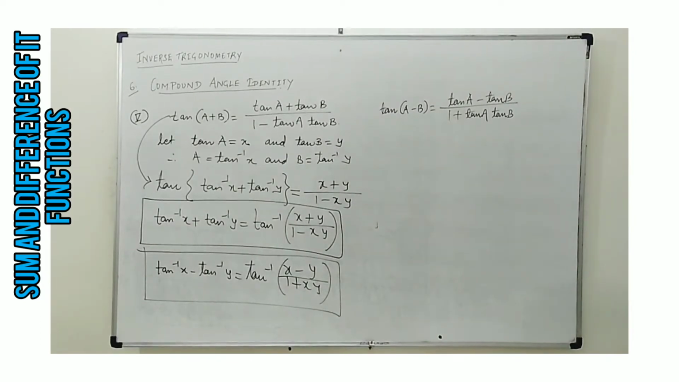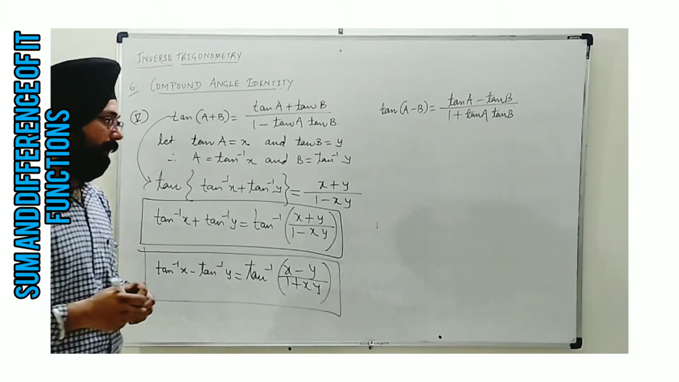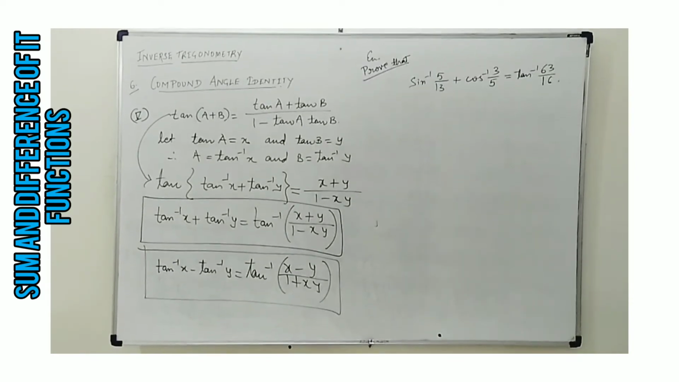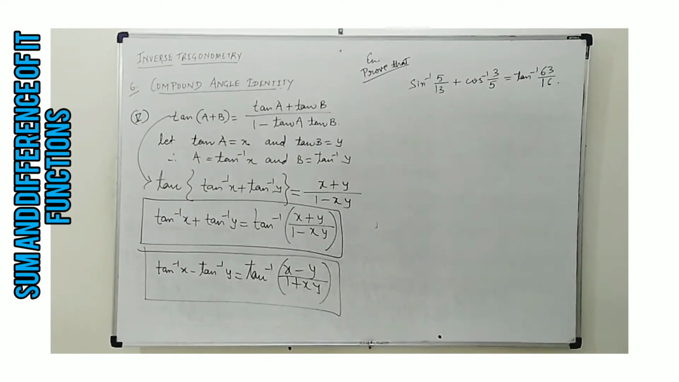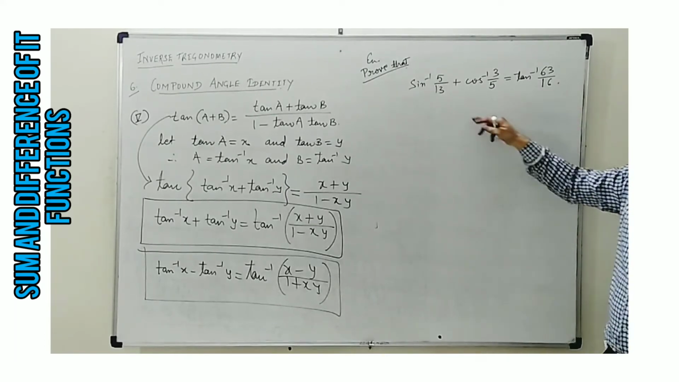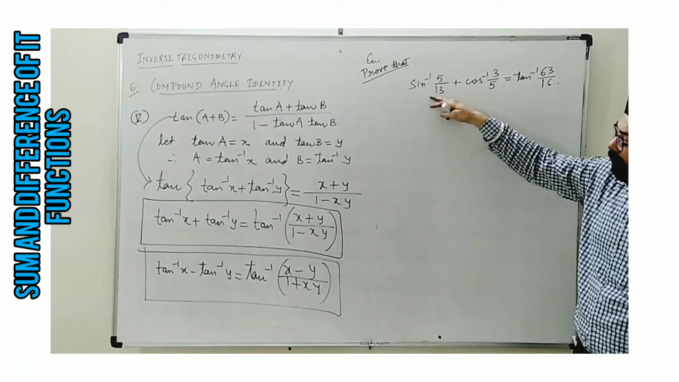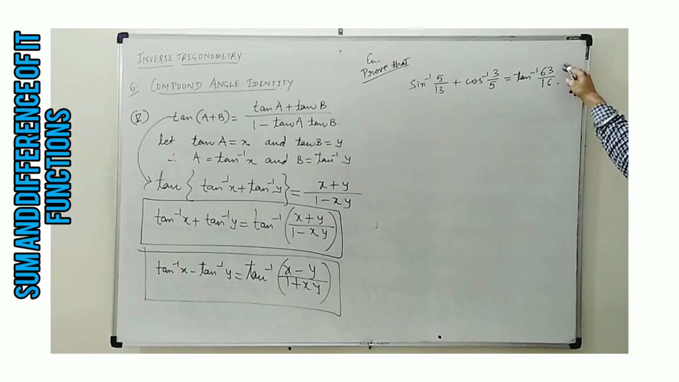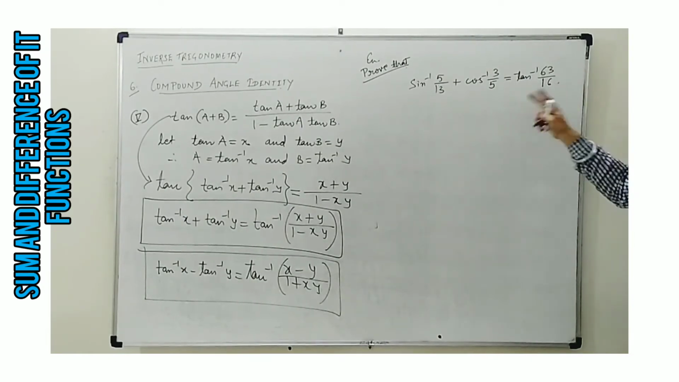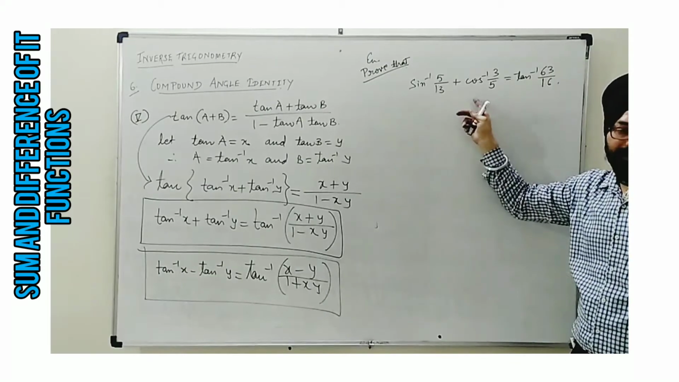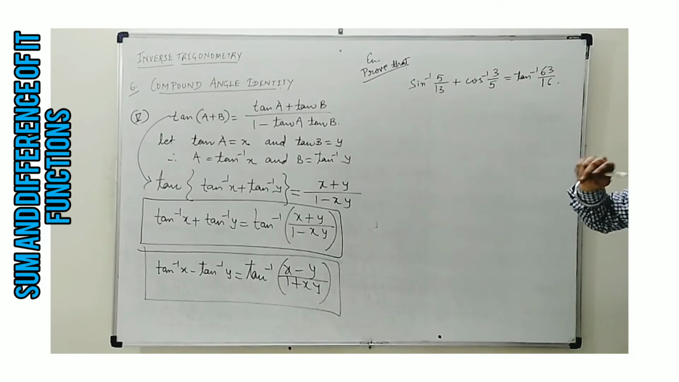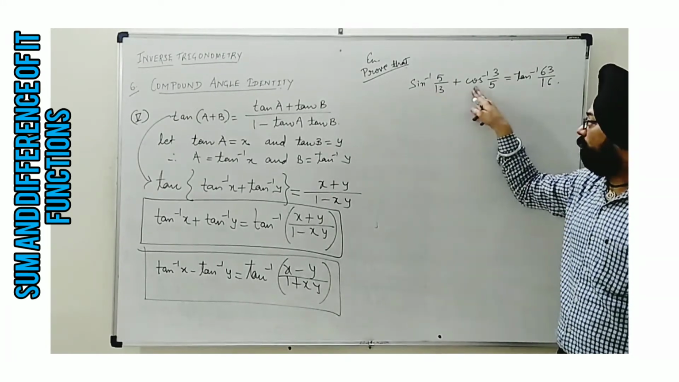Now we are going to see one example of this group, how to apply this identity. Let's see. In this example, we are given to prove as a question: prove that sin inverse 5 upon 13 plus cos inverse 3 upon 5 is equal to tan inverse 63 upon 16. If I see, obviously we have to take LHS as it is and expand it. This is one term, the sin inverse term, and this is the cos inverse term.